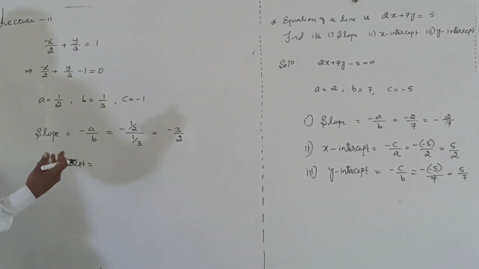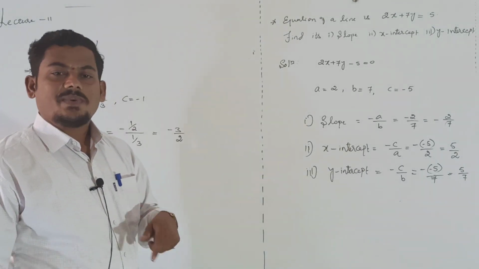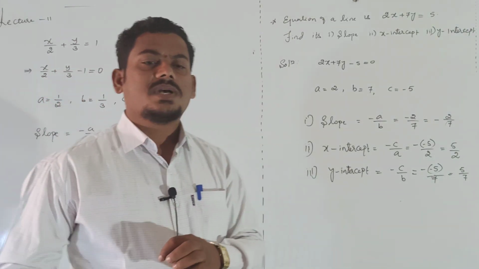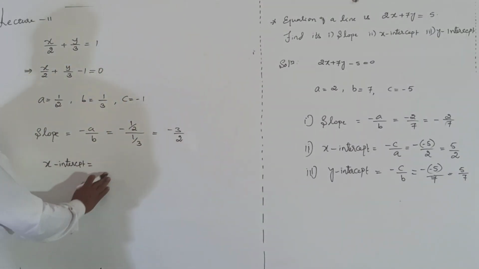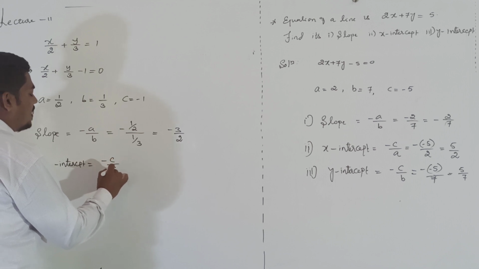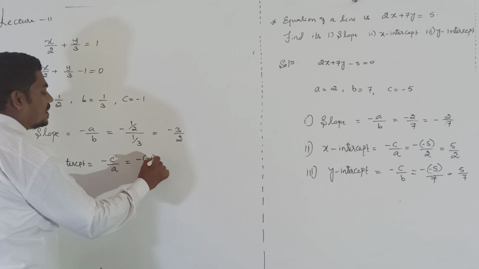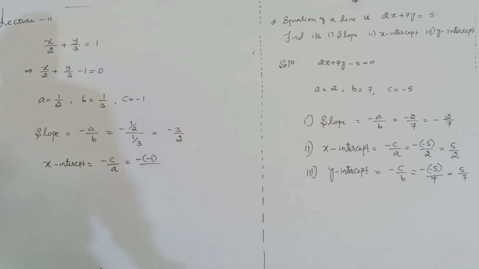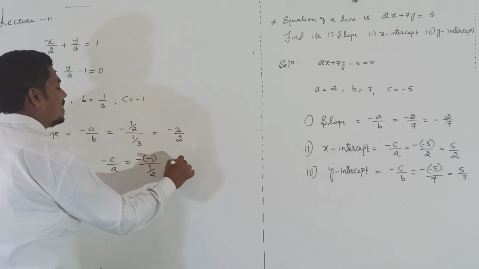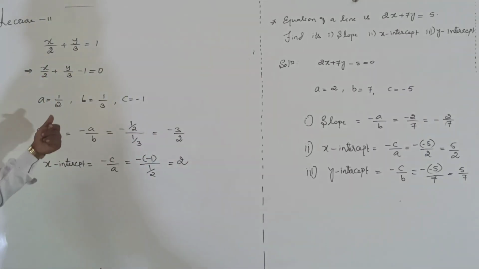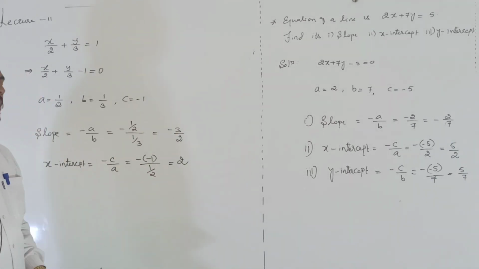X-intercept is equal to, you can use the formula or directly write. In this case the x-intercept is 2 and the y-intercept is 3, because the given line is in intercept form. Or else by using the formula you also get the same answer, right? Minus c divided by a, that's equal to, in this case, c value minus 1 divided by a value 1 divided by 2, the denominator of the denominator becomes the numerator. If you write directly the answer is 2, or else by using the formula also 2, right?